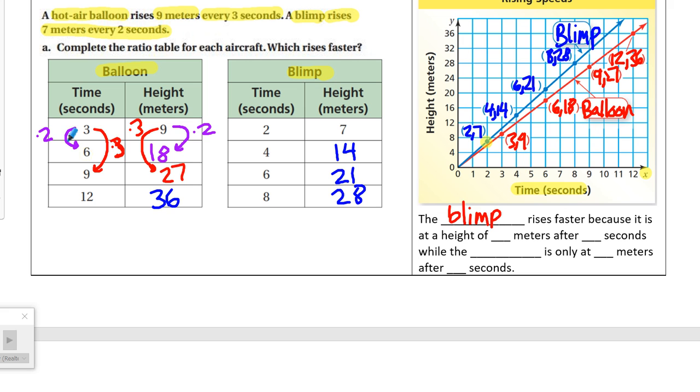Well, we do have 6 seconds here and 6 seconds here. So if you go to the 6 seconds mark, you can see that the balloon is only at 18 meters high, while the blimp's at 21. So because the blimp is at a height of 21 meters after 6 seconds, while the balloon is only at a height of 18 meters after 6 seconds. So once again, the time is the same. That's how we were able to compare which one was rising faster.